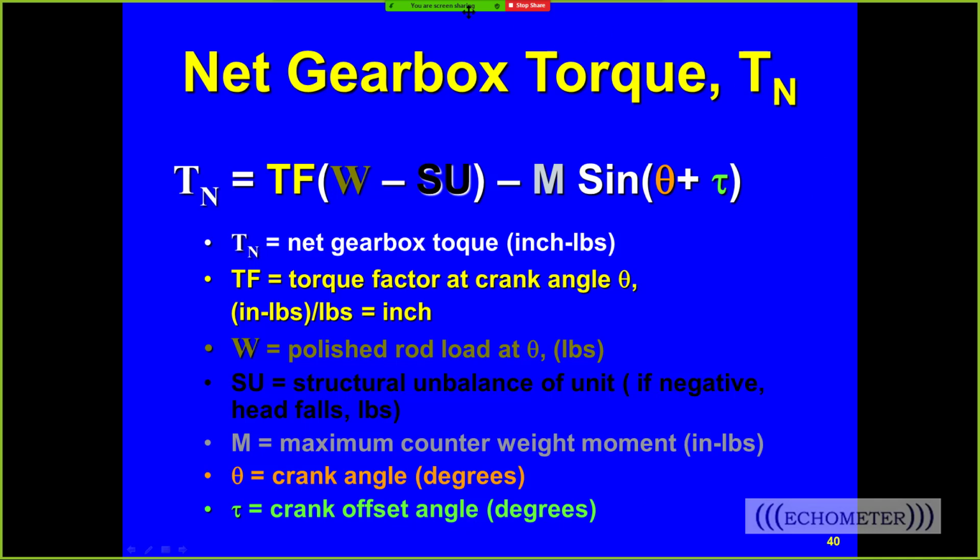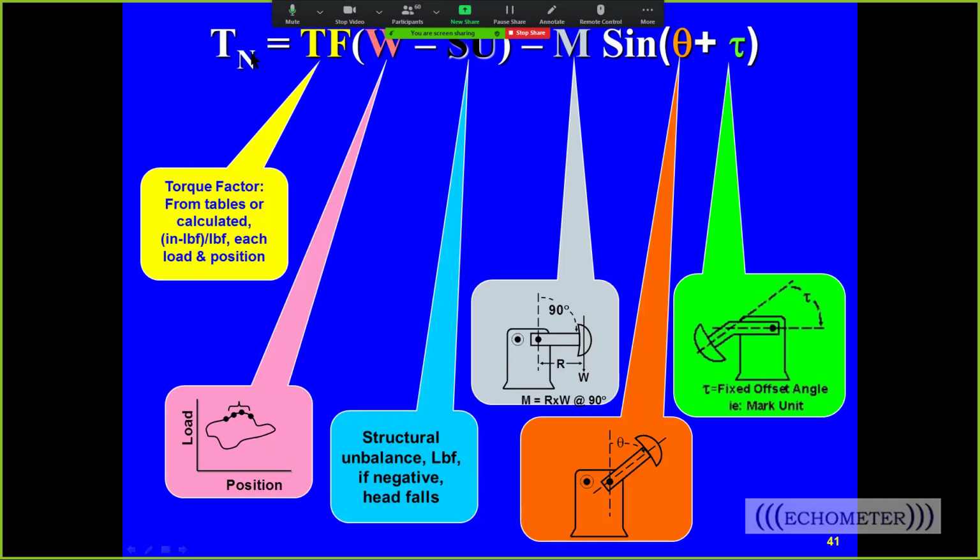And this slide right here came from Jim Lee. Same equation, but he's got little notes on it. Here's the torque factor, and here is the dynamometer load. Here's the structural imbalance, and then there's your moment based on the CBE test or the distance from end to crank. And then here is the crank angle that comes from the position. We know the position, so we can determine the crank angle.